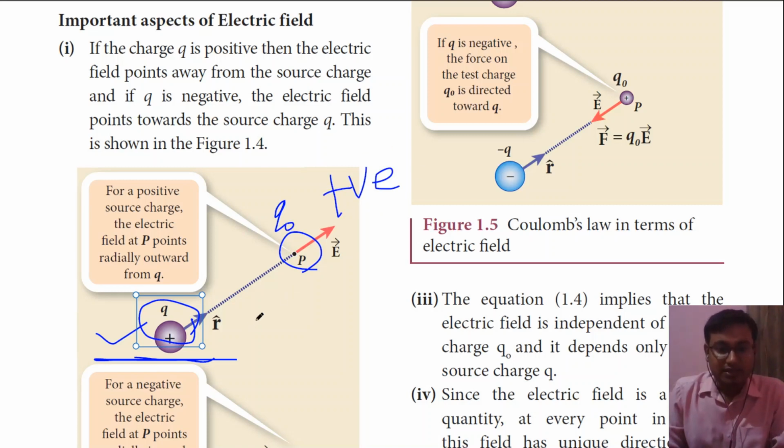Now see here, because of these positive and positive charges, they will repel each other. So here the electric field lines will be away from this source charge, that is from Q to point P and outwards, as shown here in this red color vector. For a positive source charge, the electric field at point P points radially outward from charge Q.